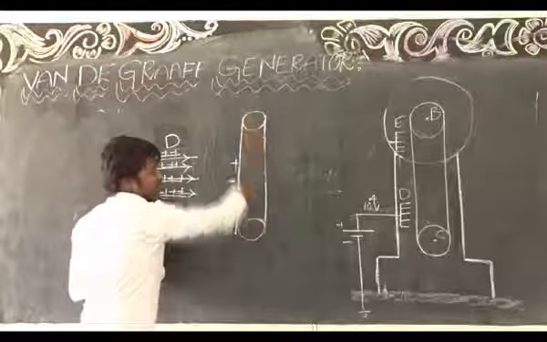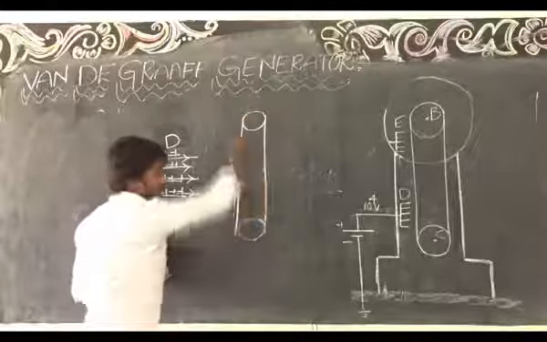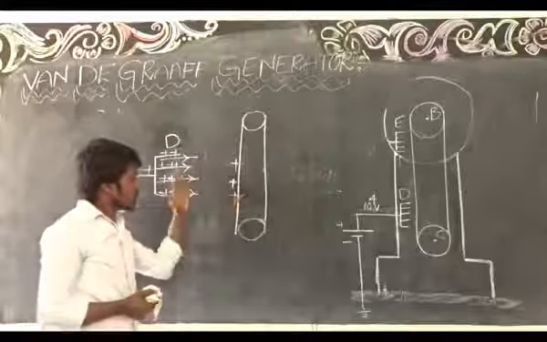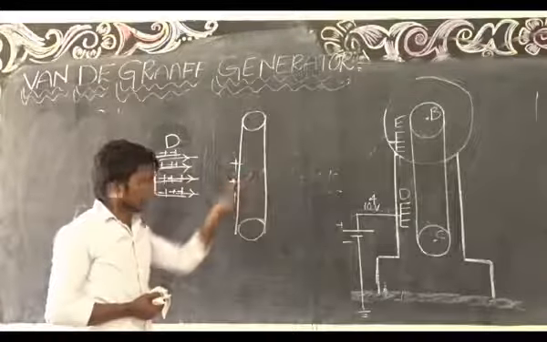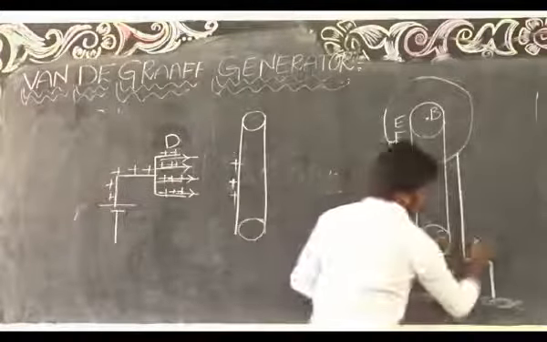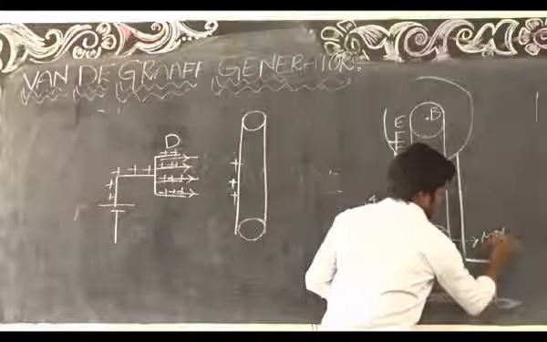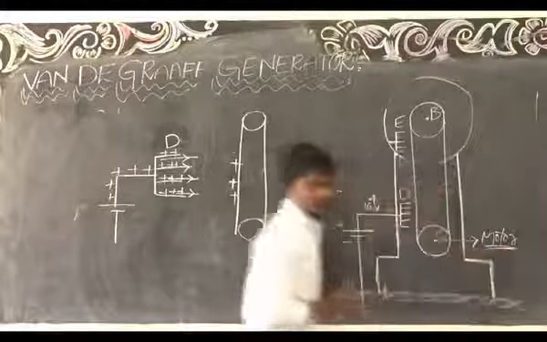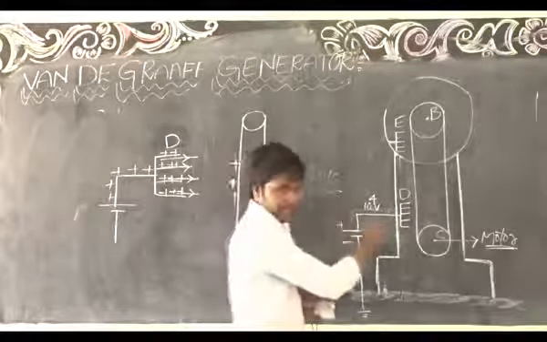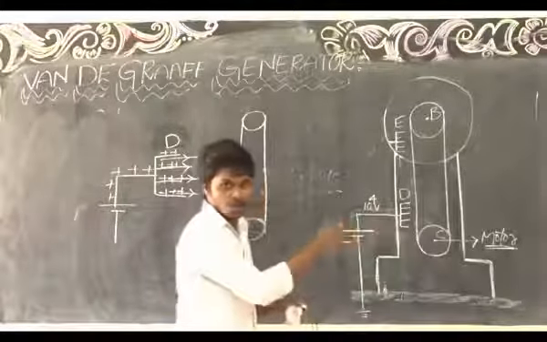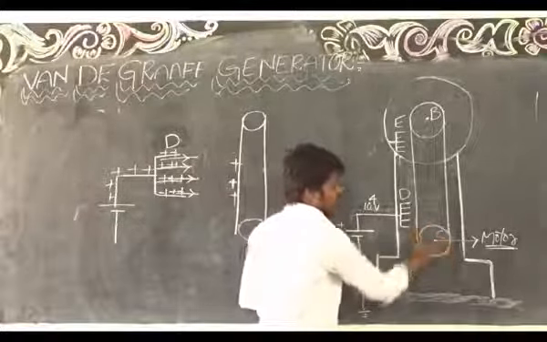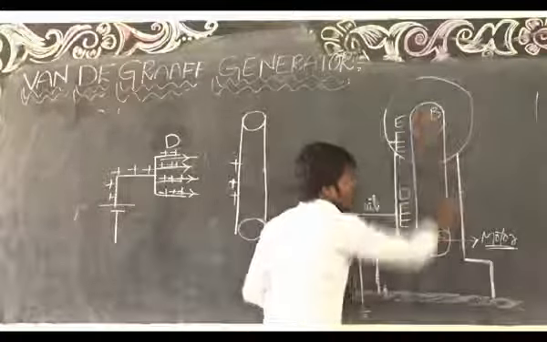This belt is continuously moving. Once these positive charges stick to the belt, note that pulley C is connected to the motor. Once we switch on the motor, the motor will rotate. The motor rotating means this pulley will also rotate, and this pulley rotating means this belt will also rotate like this.